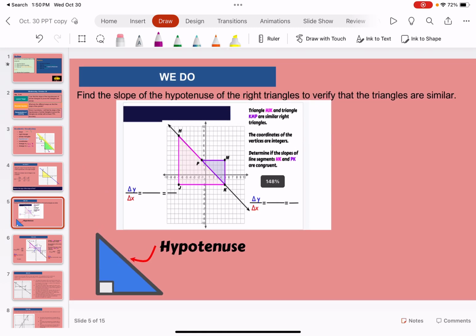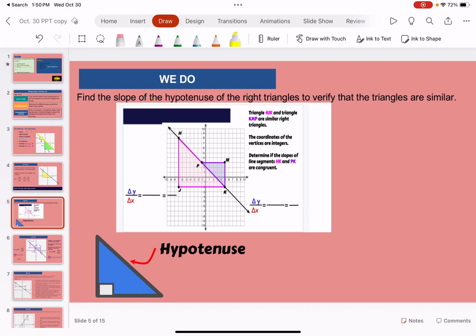So this redo reads, find the slope of the hypotenuse of the right triangles to verify that the triangles are similar. We already talked about the word slope, hypotenuse, and similar. And as a reminder, the word verify means to check or confirm. So we're confirming that the triangles are similar by finding the slopes of the hypotenuses.